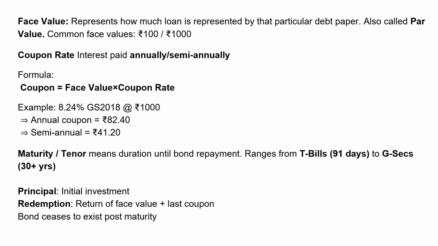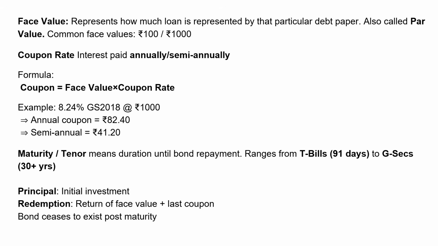Okay, simple calculation. What is maturity or tenor? Maturity or tenor is the time duration until the bond repayment. It can differ from bond to bond. There are treasury bills which come with an expiry of 91 days, and then there are GSECs which come with 30 plus years of time duration.